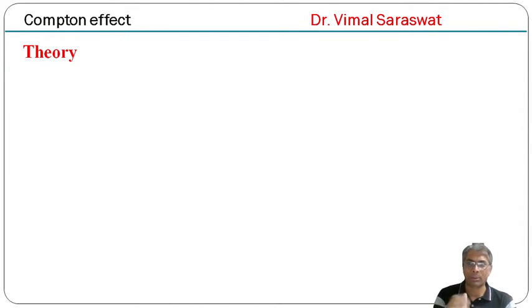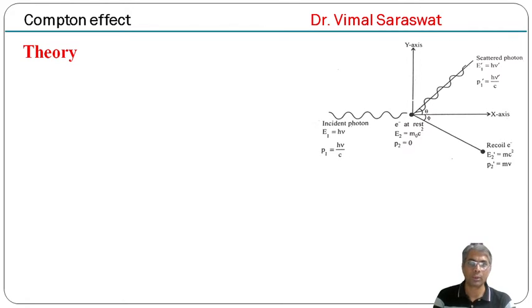Now we discuss its theory. So here we are showing a diagram. Here we have an electron which is at rest and a photon incident on this electron. The wavelength of this photon is lambda, and if the frequency of the incident photon is nu, then its energy will be E1, that is h nu, and the momentum of this photon will be P1 equal to h nu by c.